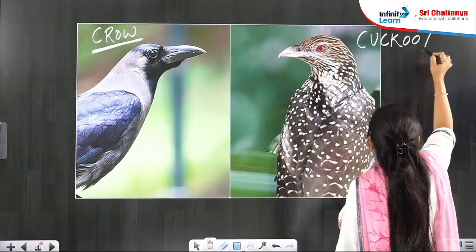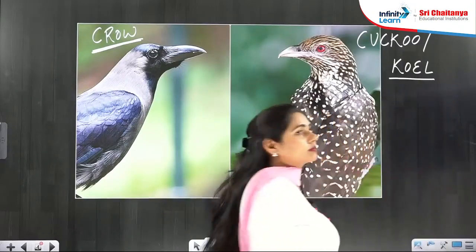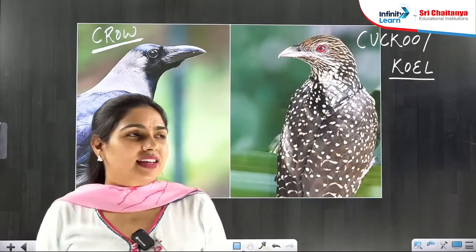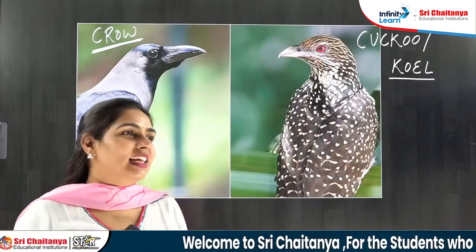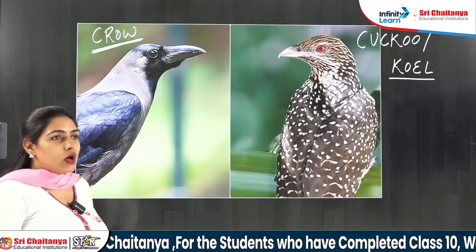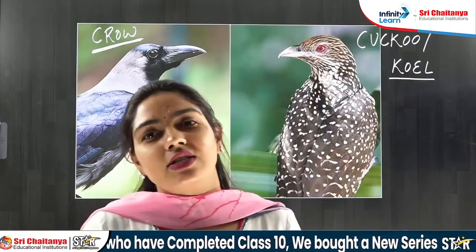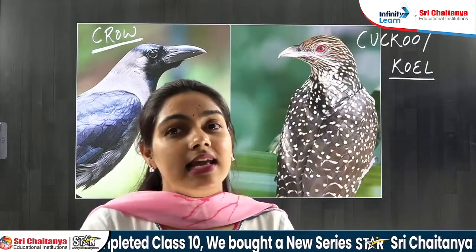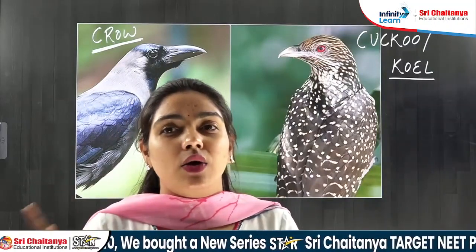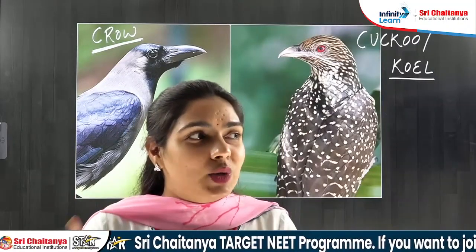Cuckoo. Or we call it koel also. Koel. Do you know? No, beta, not sparrow, eagle. It is crow and cuckoo. Okay. So, have you heard that story? Have you heard that story that koel lays eggs in the nest of the crow?